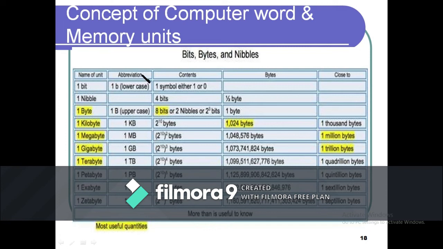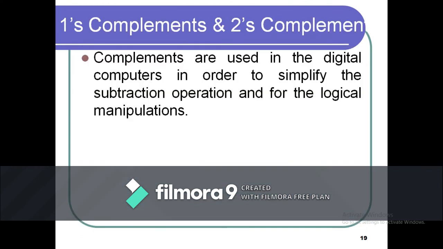Whatever the name of the unit, abbreviations, contents, and bytes will be given. For 1 gigabyte, that is 1 GB, what are the contents, how many bytes are required. Then trillion, septillion, sextillion, quintillion, quadrillion, trillion, million, thousand. It is for knowledge purposes that we are putting the slide. These are the useful quantities given here.